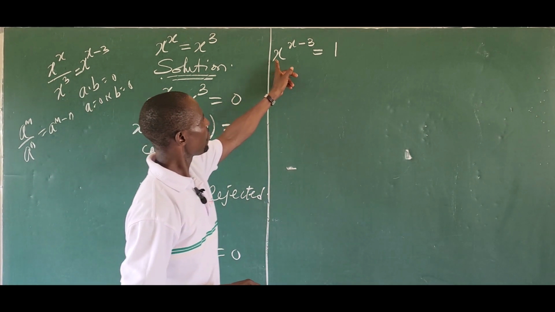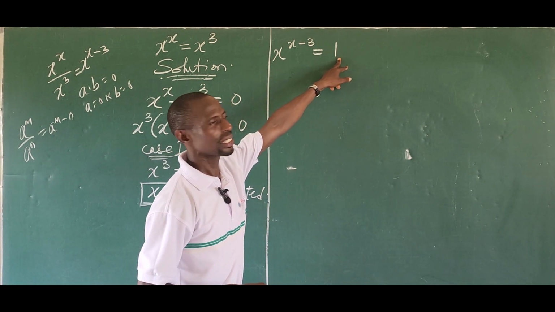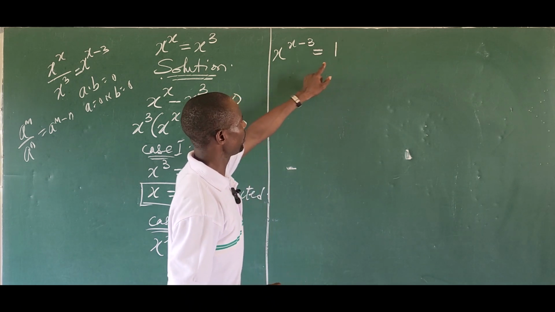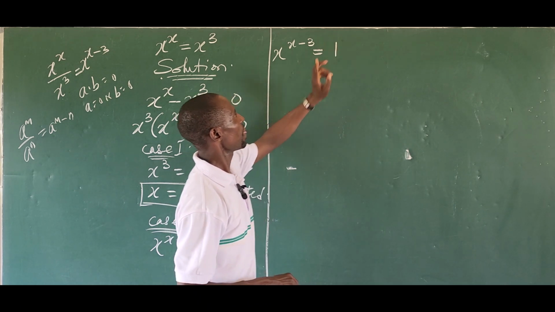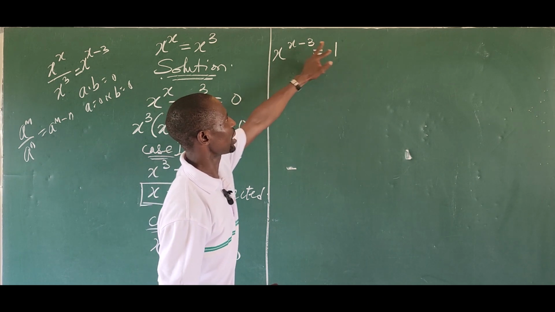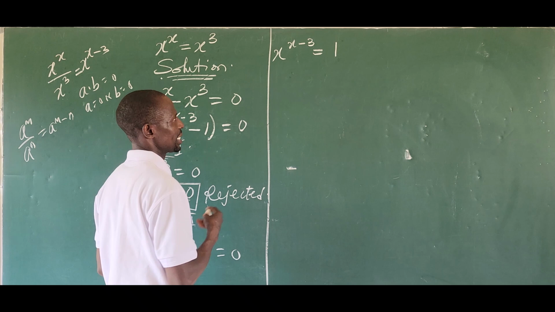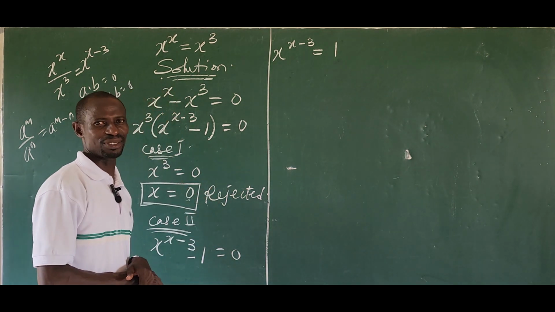Again, here we can write x to the power of 0. Okay? So if we write x to the power of 0, then the basis will be the same. Then we can equate the exponents. Right? Good. But what we want to do here is easy. We want to log both sides of the equation.